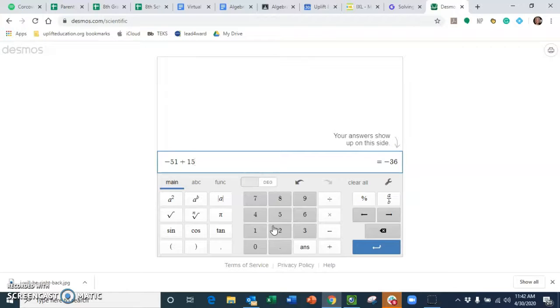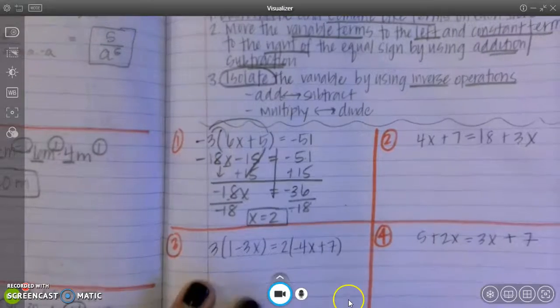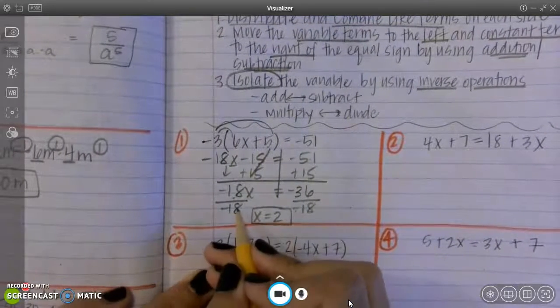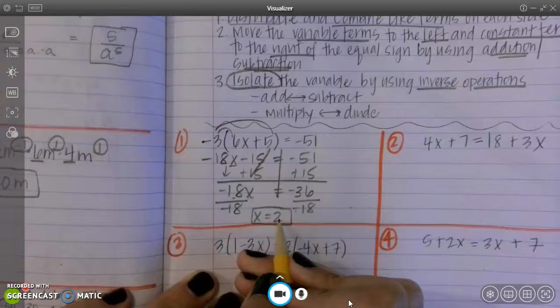Careful with your signs. And then you multiply or divide next. Because you have a number or a coefficient in front of a variable, this means that I'm multiplying the negative 18 times the x. The inverse of multiplication is division. Negative 36 divided by negative 18, and negative divided by a negative is positive. X equals positive 2. Oop! Meant to switch that over. Sorry, guys. Dividing by negative 18 on both sides, and then x equals 2.